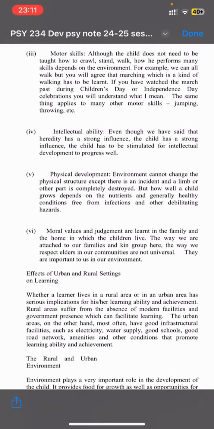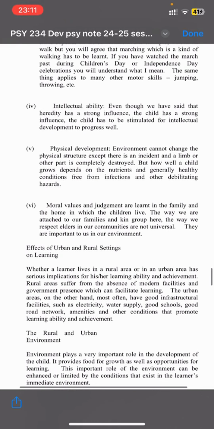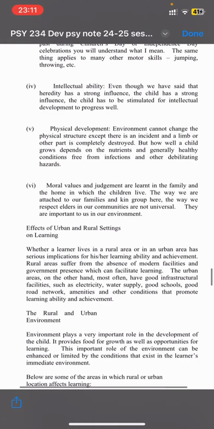Now, physical development. The environment also influences your physical development. But it's okay, the environment cannot change your physical structure, except there's an accident and a limb or other part is completely destroyed. But how well a child grows depends on nutrients and generally healthy conditions free from infections and debilitating hazards.